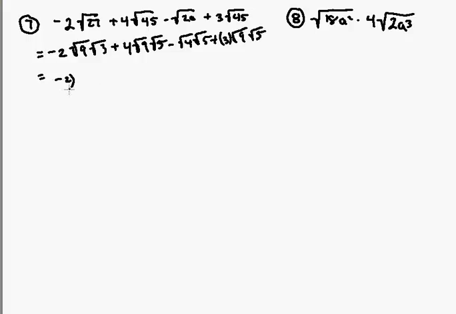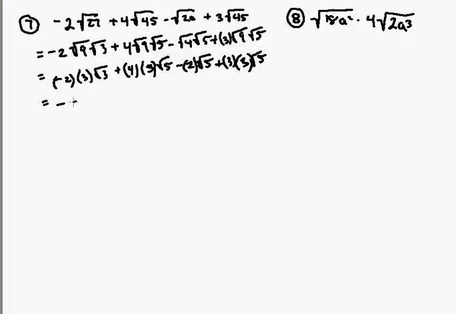This is equal to negative 2 times 3 square root of 3 plus 4 times 3 square root of 5 minus 2 square root of 5 plus 3 times 3 square root of 5. So I have negative 6 square root of 3 plus 12 square root of 5 minus 2 square root of 5 plus 9 square root of 5.